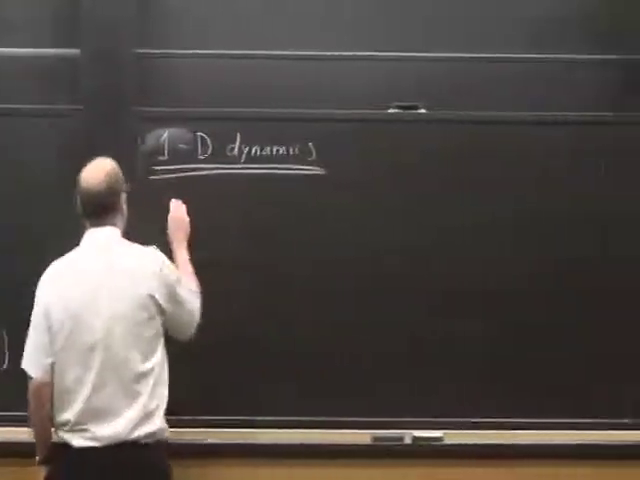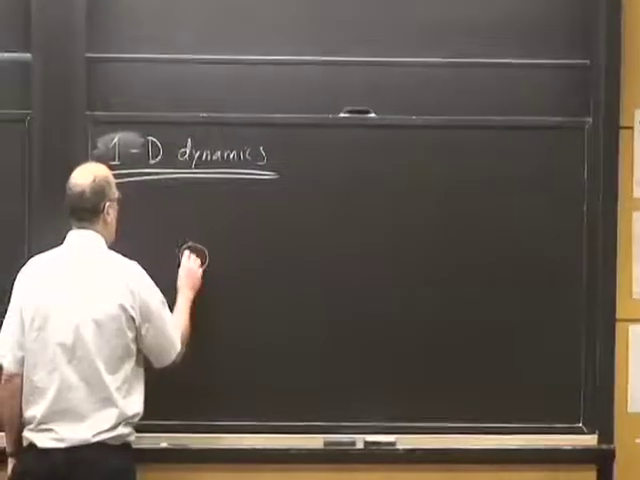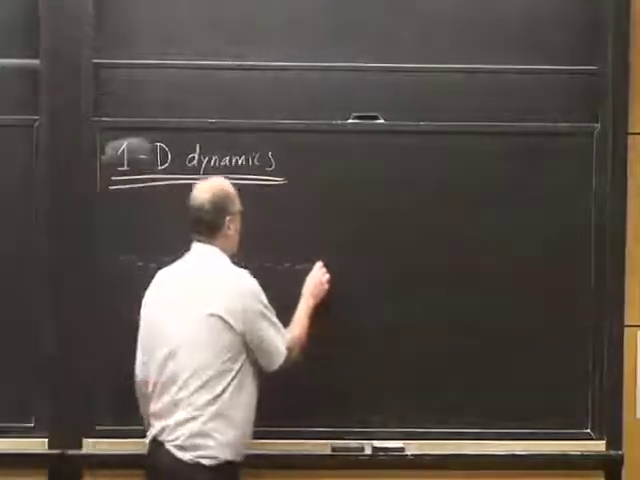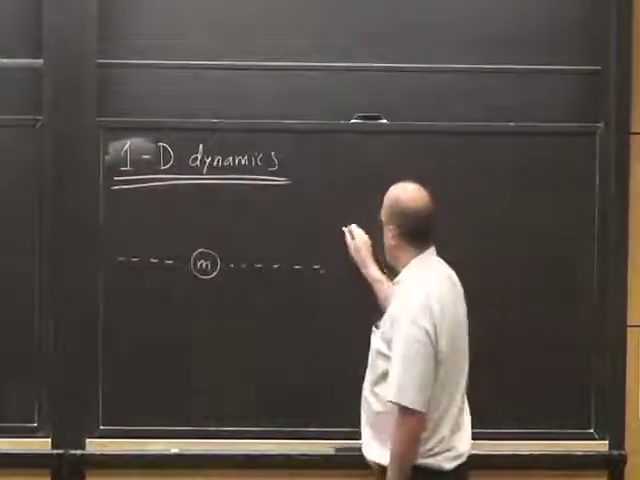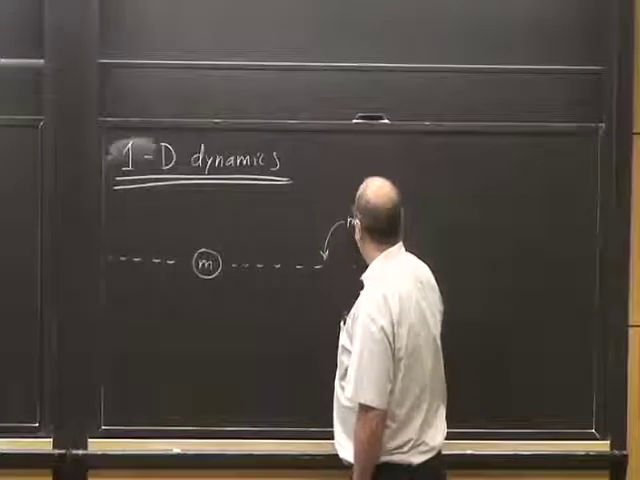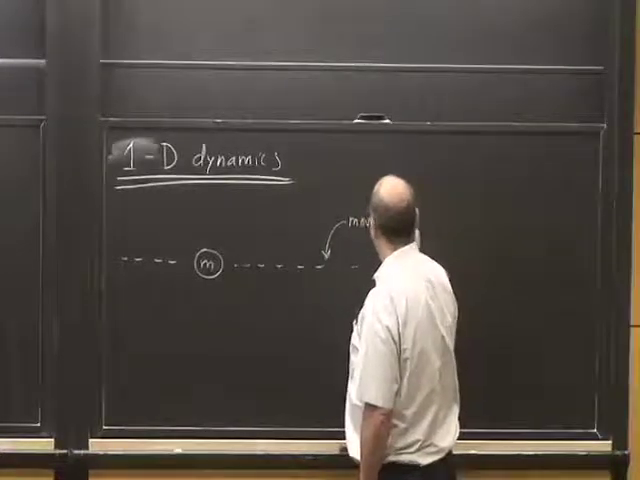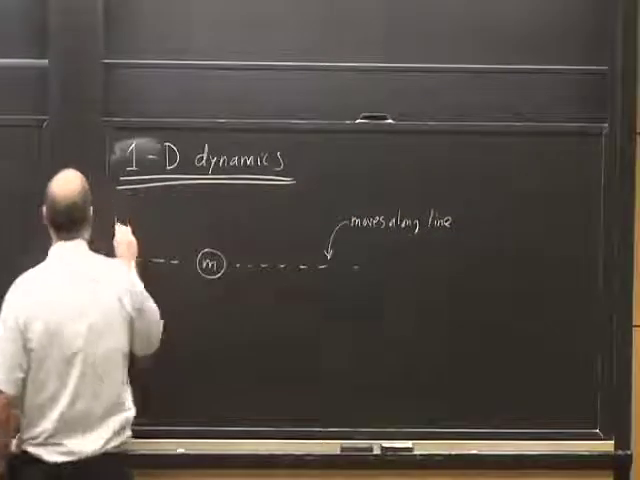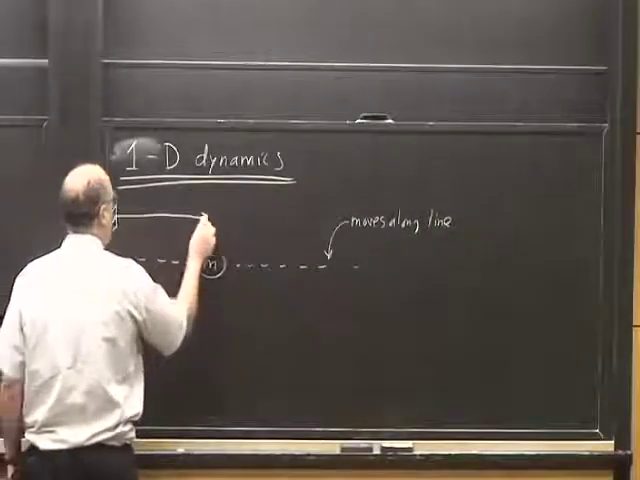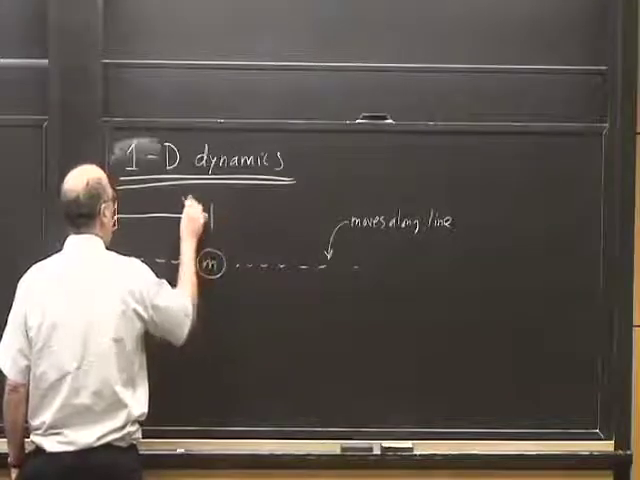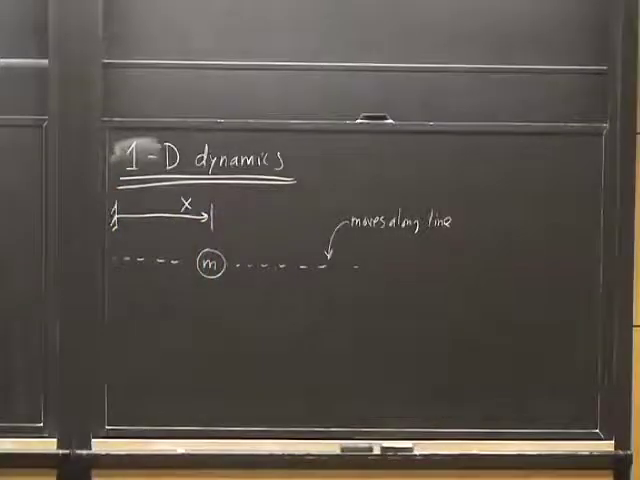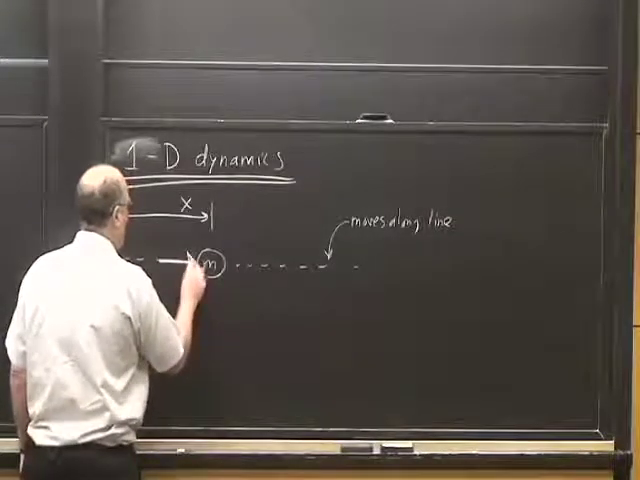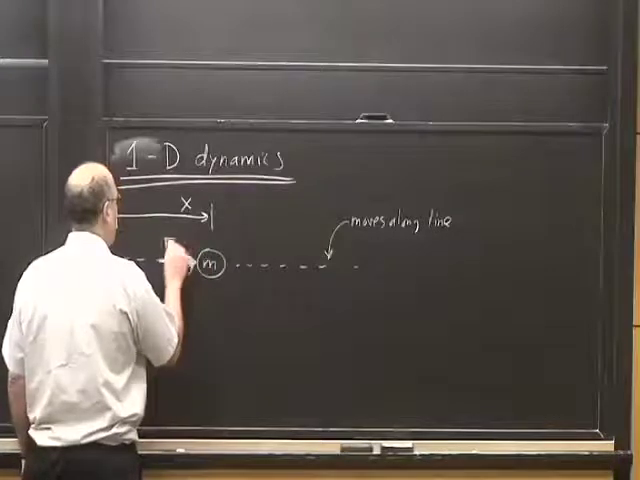Okay, so one-dimensional dynamics, what are we going to deal with? We'll deal with some mass, and we're going to assume that this mass just moves in one dimension. So this moves along this line, and we're going to pay attention to how much it moves by a variable we can call x, which is how far it's gone in that direction, and maybe it will have some force acting on it, and this force is F.